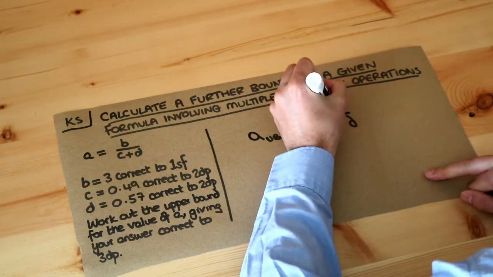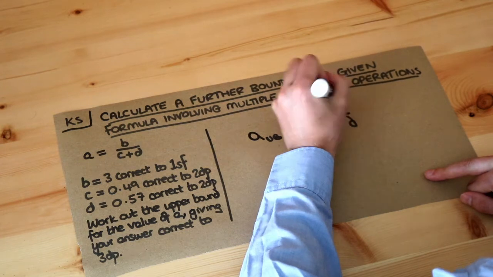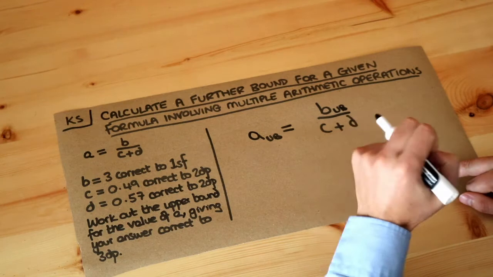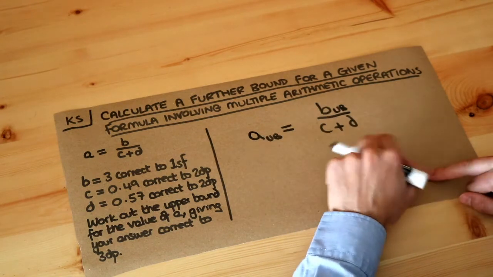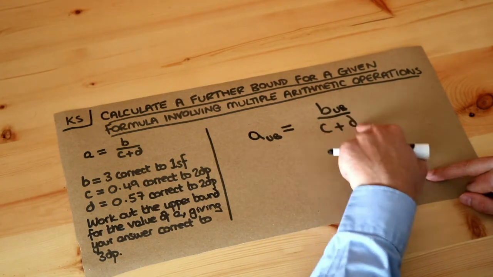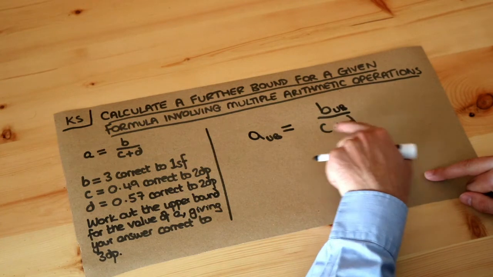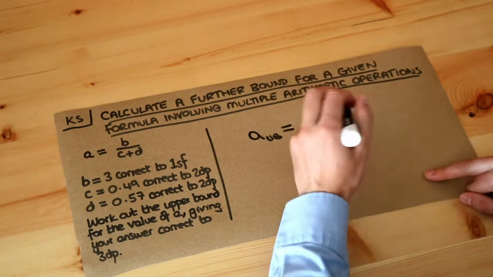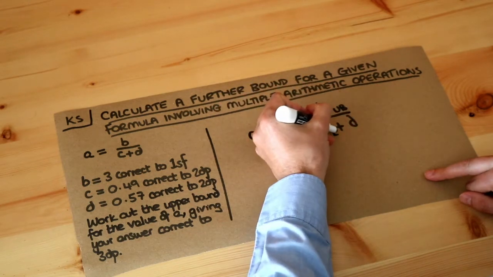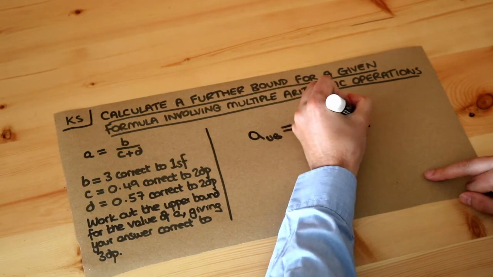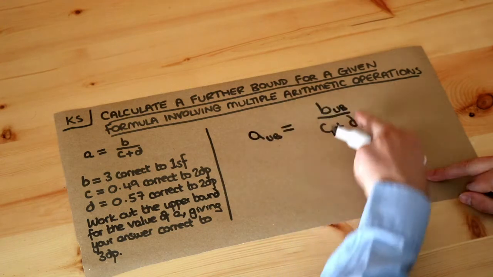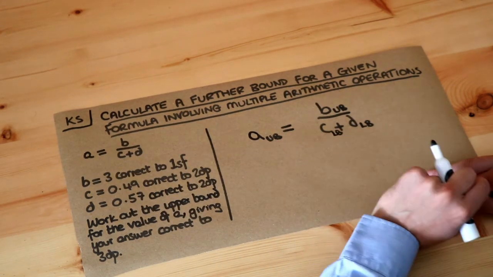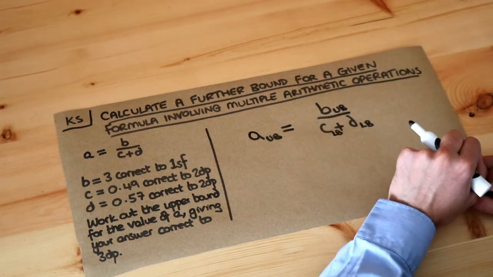So we want the upper bound for b. So we start with a big number and then we want to divide by as small a number as possible to keep a big. So we want c plus d to be as small as possible. Now if we're adding two things and we want them to be as small as possible, then we make each of c and d as small as possible. So we're going to use the lower bound for c and the lower bound for d. And I think it's helpful to write out the formula again, but putting ub for upper bound or lb for lower bound on each of the variables.